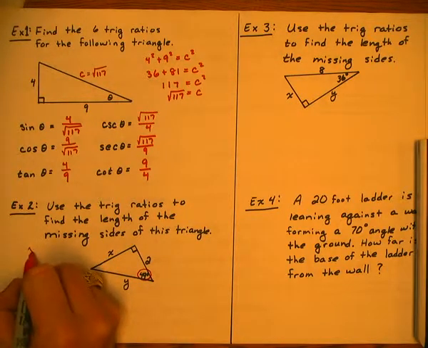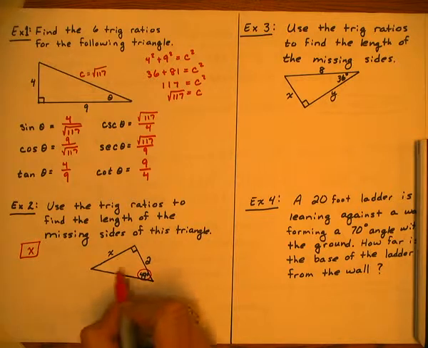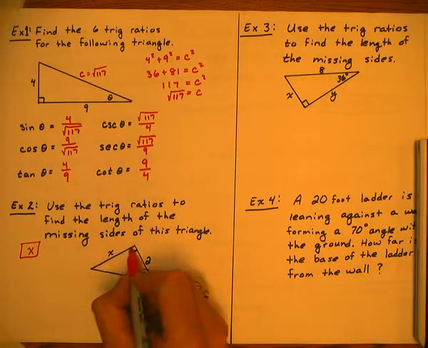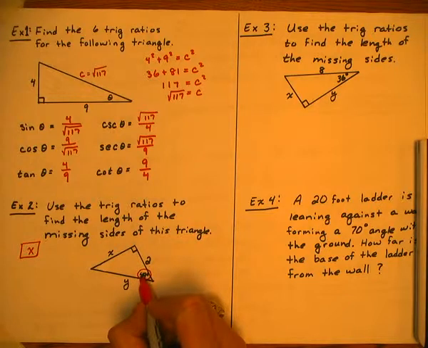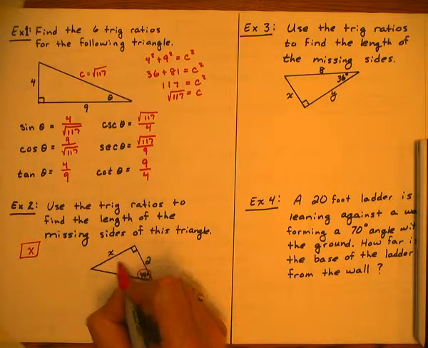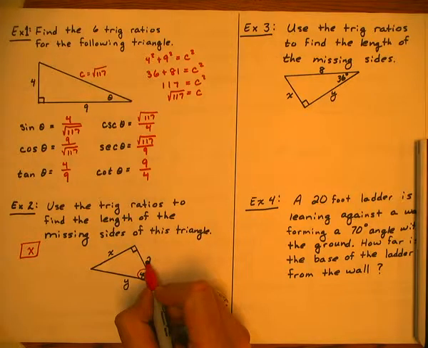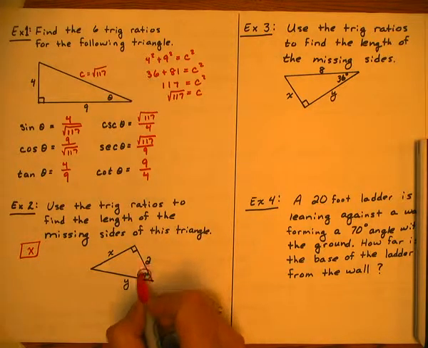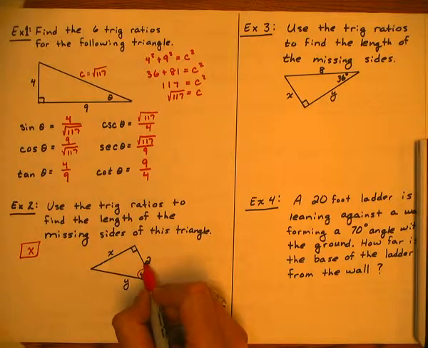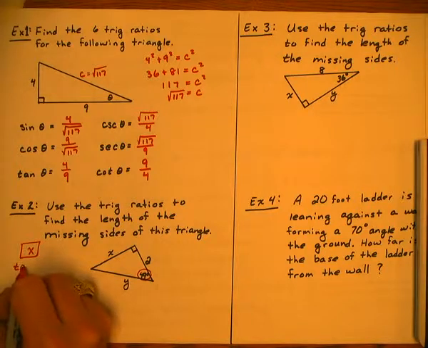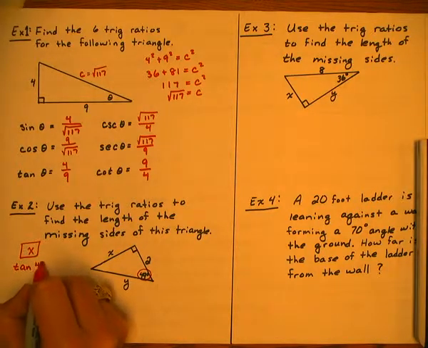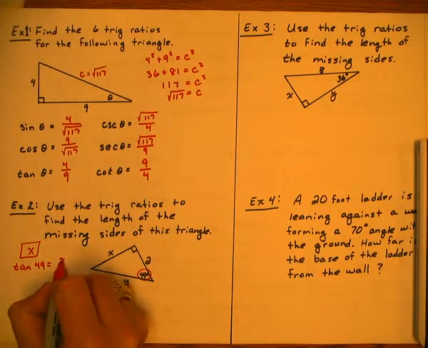Now, let's say that we're going to find x first. We need to use the side that we're trying to find and a side that we know the measurement for, which is this one. Now in reference to this angle, x is the opposite side, 2 is the adjacent side. The trig function that uses opposite and adjacent is the tangent function. So we write this out as the tangent of the angle is equal to the opposite side over the adjacent side.